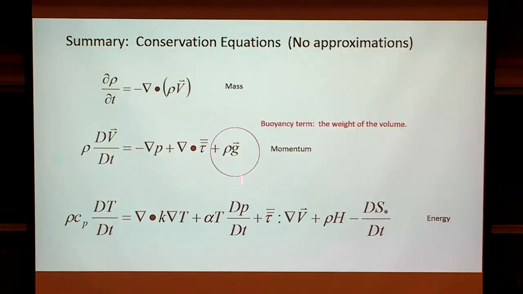And finally, this is the weight of the material. And this is very important in convection problems. This is what drives the flow. It's lighter things will float, heavier things will sink, usually. So all of these things together, I always think the best way to think of all of these terms is to think of a garden hose.